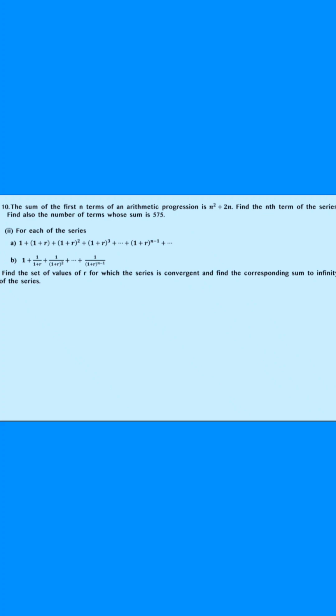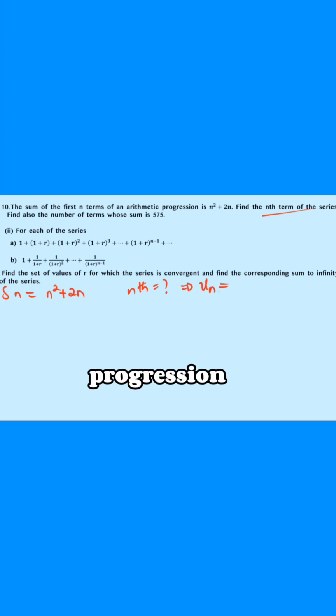Let's start with the first part, which is finding the nth term. The sum of the first n terms is given as n squared plus 2n, and they want us to find the actual nth term. The nth term of any arithmetic progression is a plus n minus 1 d, where d is the common difference. So we need to find a, the first term, and the second term, and then we find the common difference.